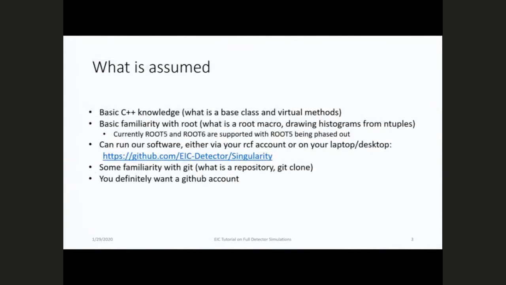So what I assume is that you have a basic C++ knowledge, that you know what a base class is and virtual methods. Some basic familiarity with root, that you know what a root macro is, and that you can draw histograms and n-tuples. As of now, we support root 5 and root 6, but root 5 is being phased out. So if you look into macros and everything, you will find sections for root 5 and root 6. Again, if you want to do yourself a favor, just go for root 6. Don't try to backpropagate to root 5.